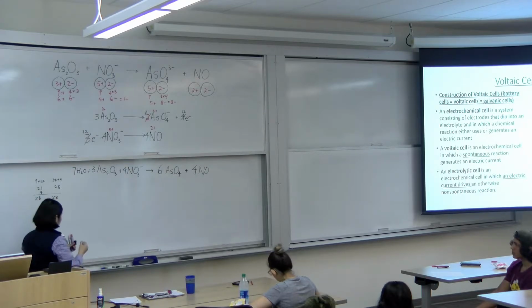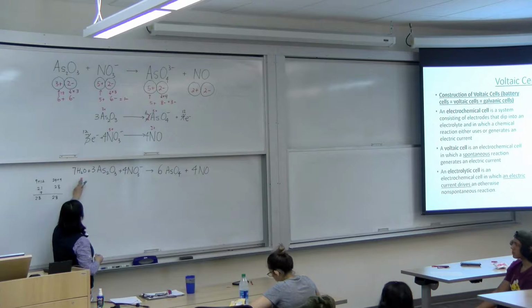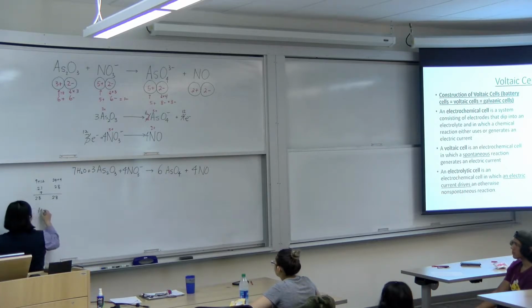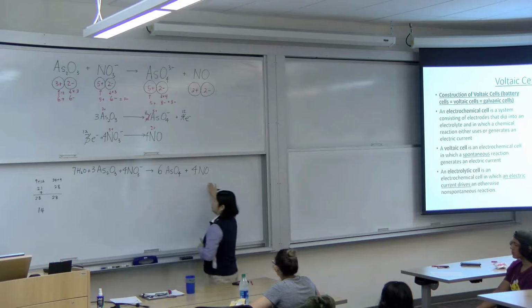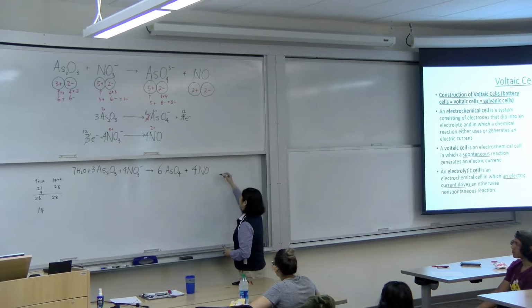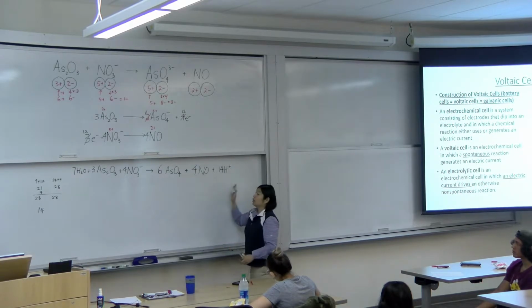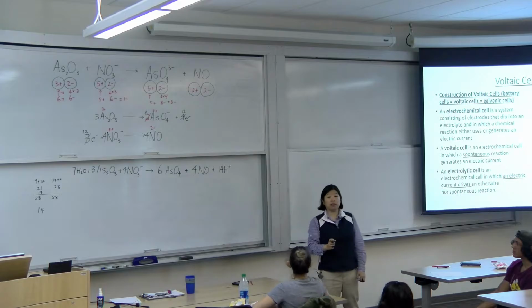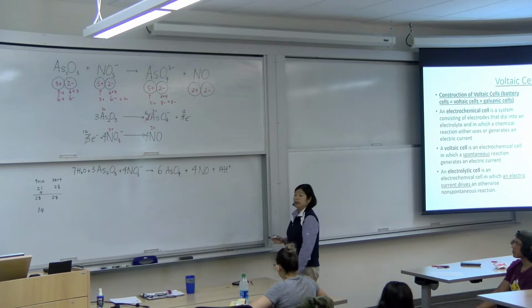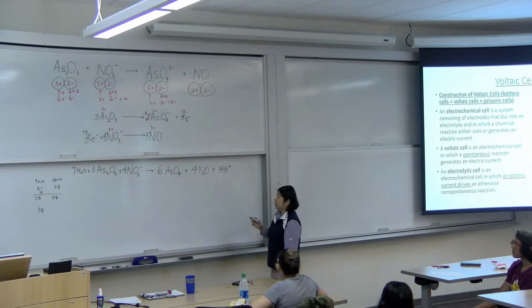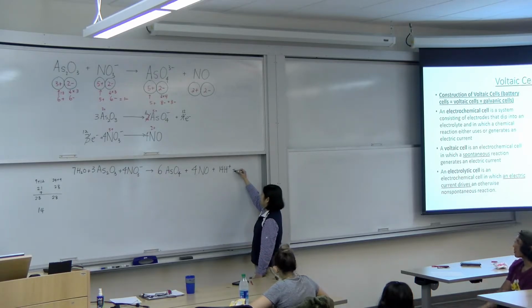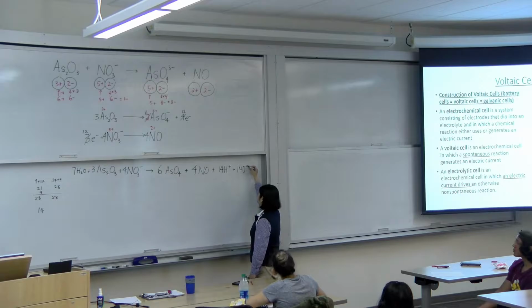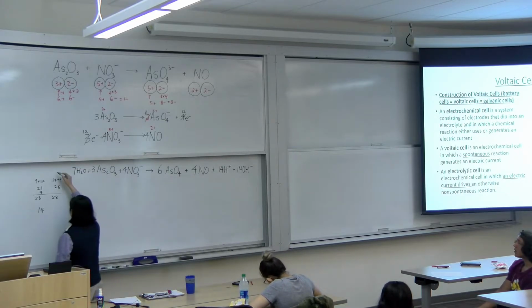Okay. Now my hydrogen count. This is 14. This is none, right? Okay? So I need to add. Now this is where I would stop if I was doing an acidic solution. Okay? But I'm not. I'm doing a basic solution. So I need to add 14 OH minuses to each side. I'm going to add 14 to this side as well.